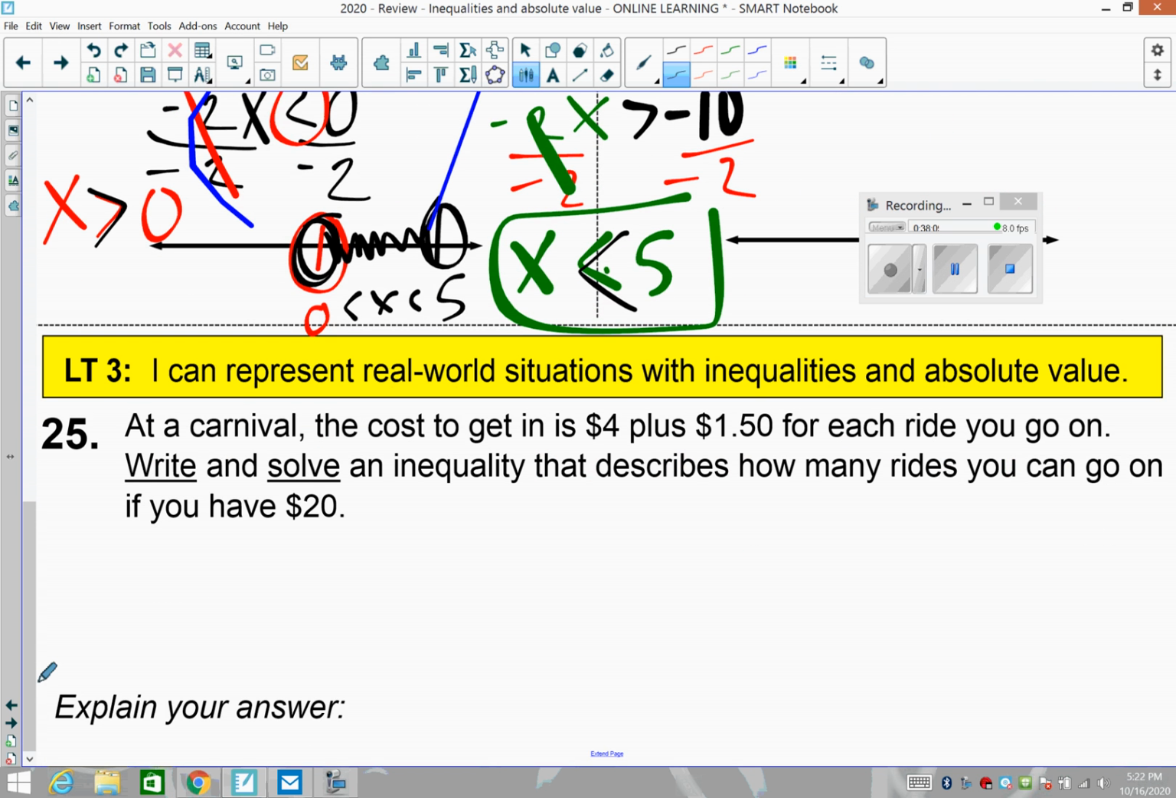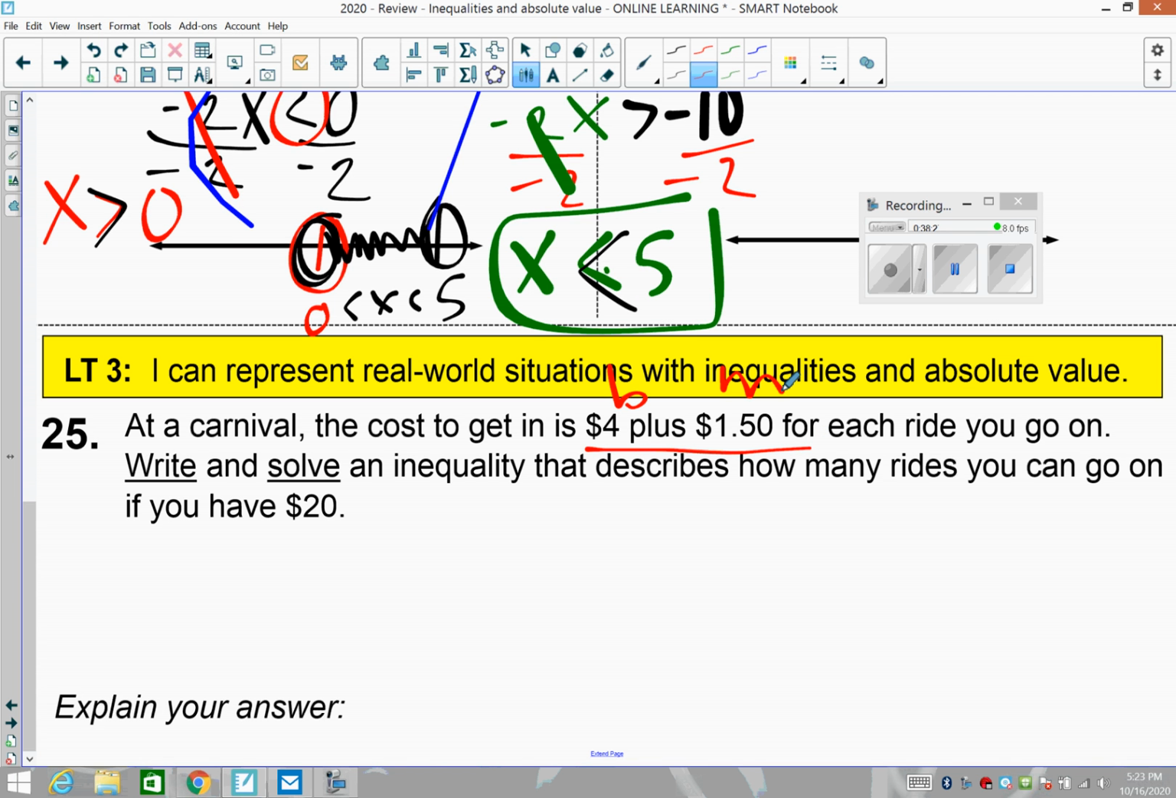All right, question 25. I'm going to pause the video for a second. Okay, question 25. At a carnival, the cost to get in is $4 plus $1.50 for each ride you go on. So this sounds like a y-intercept. This sounds like a slope.